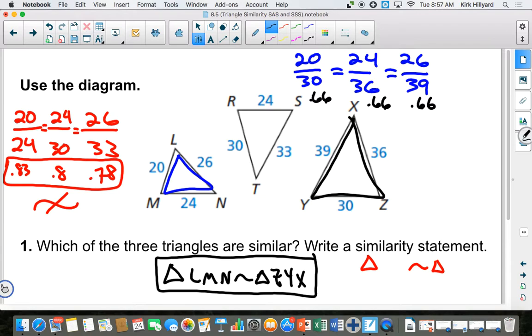Okay. And that would be similar by, you probably should include, by side, side, side.